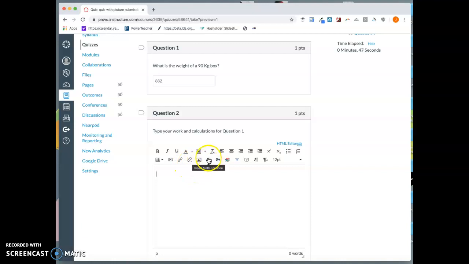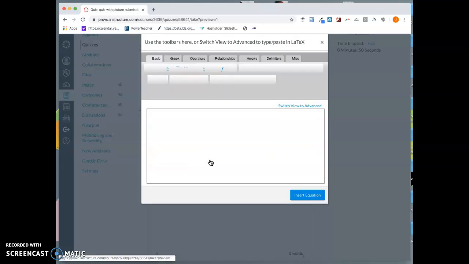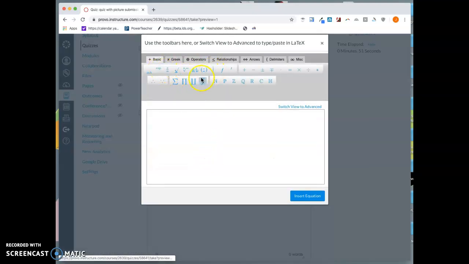So I come right here to that insert math equation, that lowercase square root symbol, and I hit that. And up comes a bunch of menus and tabs, kind of similar to Google. So I said my equation was, and I just type my F, then I need a subscript, type my G, I hit my equals button, and I just type my m times my g. And then I can just type my work because it's short.